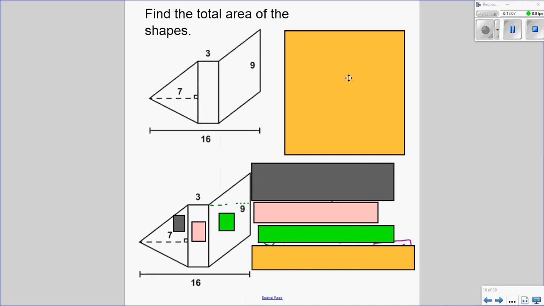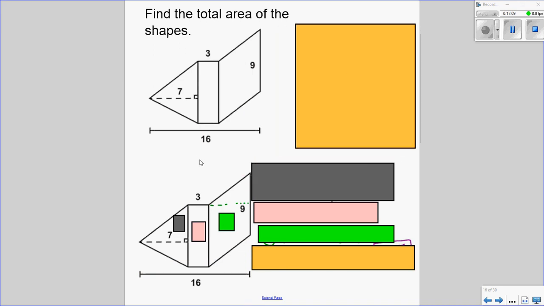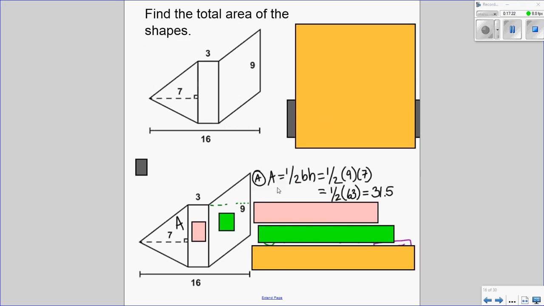So in this situation, I would label them. The first one was the triangle, which I labeled A. For A, I used the area formula for a triangle and plugged in all the information that was given. So I had my base. I know my base is 9. How did you find out that this was 9? I looked at this. This is 9.